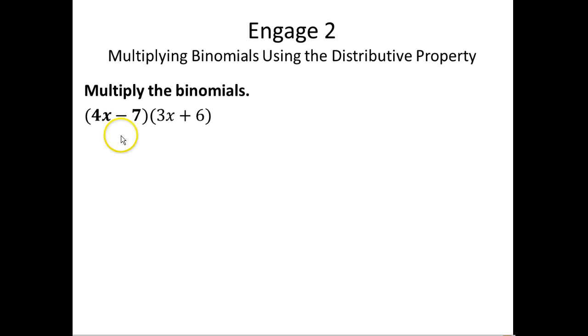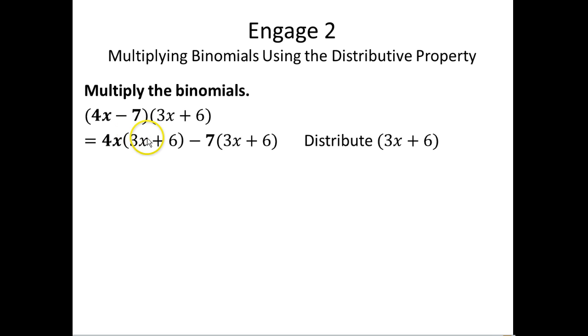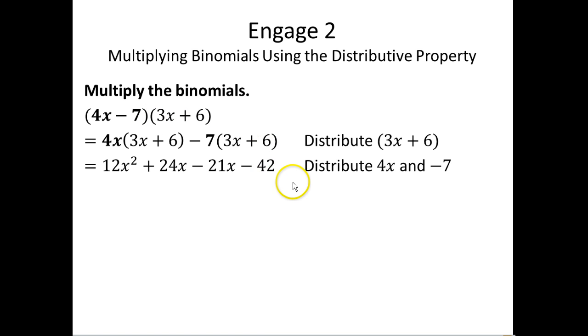Another example here, multiplying these 2 binomials. Notice I have subtraction here this time. However, it's not going to change very much. I'm going to distribute this 3x plus 6 into both terms inside the first binomial, so I'll end up getting 3x plus 6 times 4x, represented here, and 3x plus 6, except this time I need to take into account the subtraction sign. So I actually have 3x plus 6 times negative 7, which will result in this here.